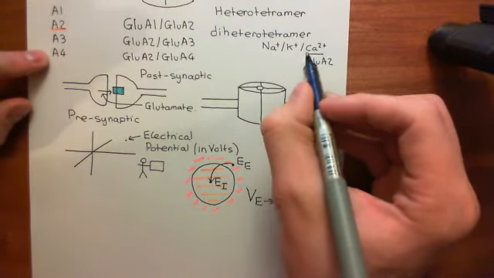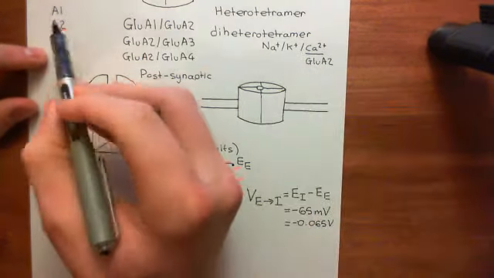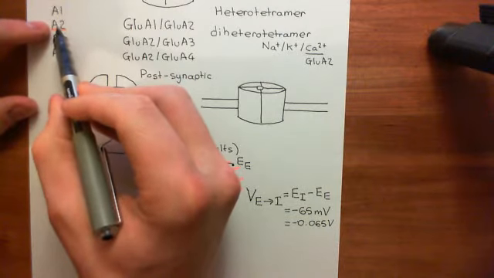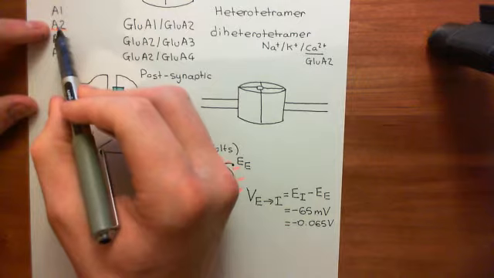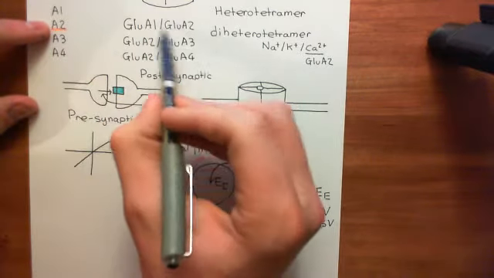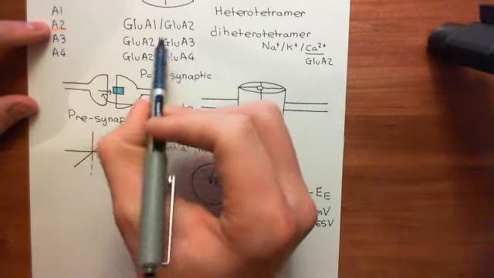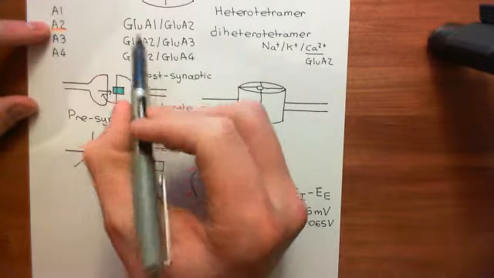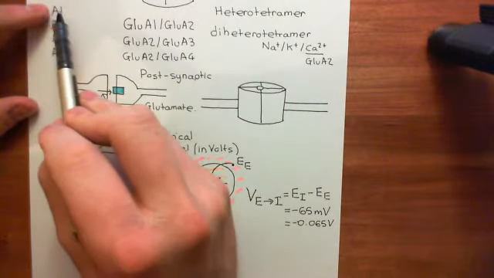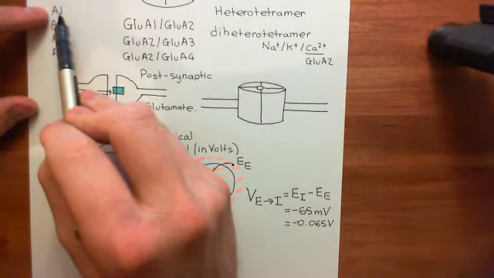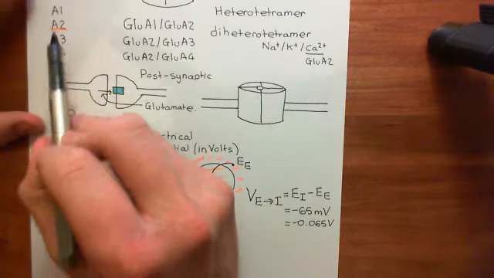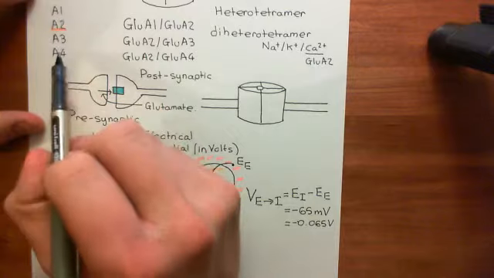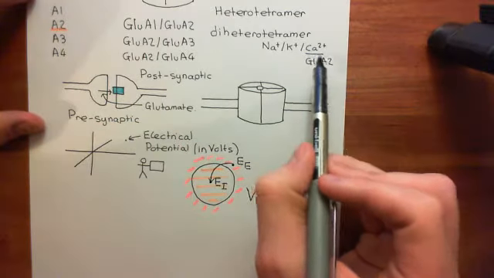All of the others do have GluA2, because the others were the GluA2 homotetramer, which definitely has GluA2 subunits, all 4 of them, and then all of these diheterotetramers, which all have GluA2 subunits. So the only ones we've seen that don't have GluA2 are the GluA1 homotetramer and the GluA4 homotetramer. Those will be permeable to calcium, whereas the others aren't really permeable to calcium.